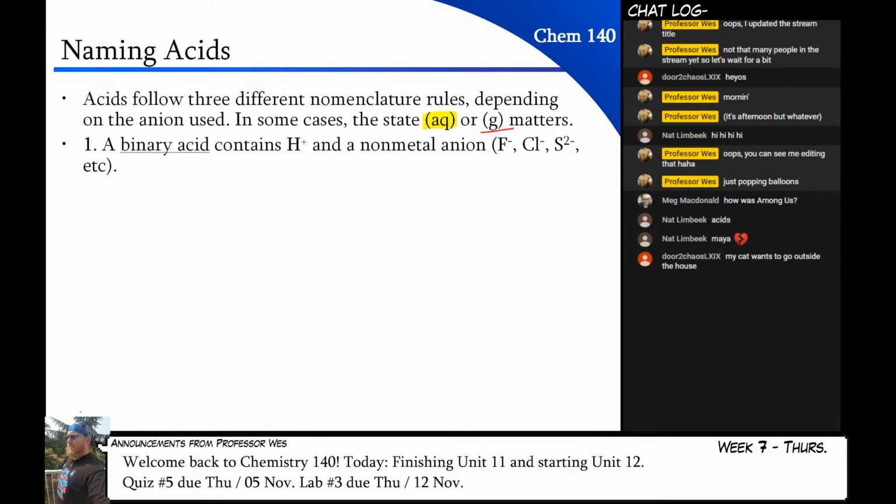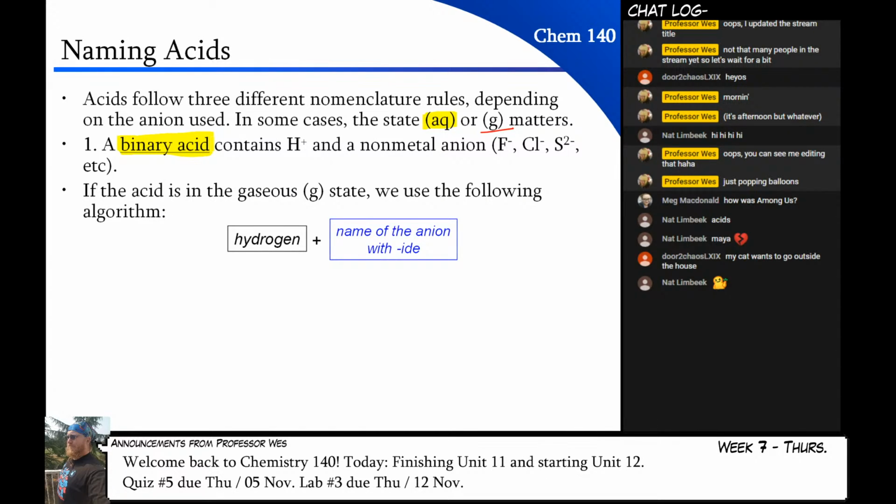So let's define some terms here that are going to help us discuss acids. The first one is binary acid. Just like anything binary, binary means 2. So if you have 2 elements in your acid, H+ and then some other nonmetal, you have a binary acid. Now, if the binary acid is a gas, here's how you name it. You just write the word hydrogen.